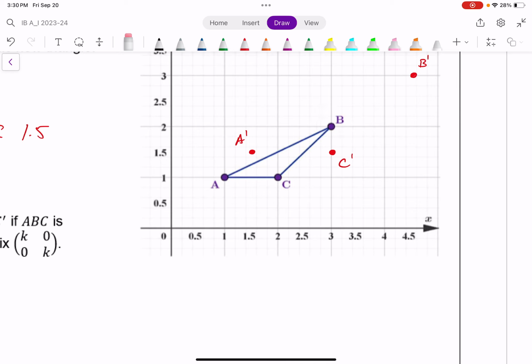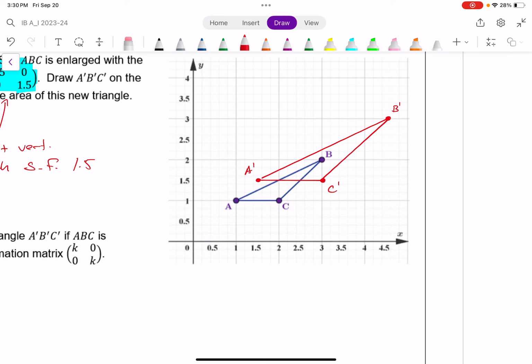All right, and so grab my ruler. Oh, that's an eraser. Grab my ruler and a pen. All right, so there is my image, which is, again, an example of a horizontal and a vertical stretch by a scale factor of 1.5.